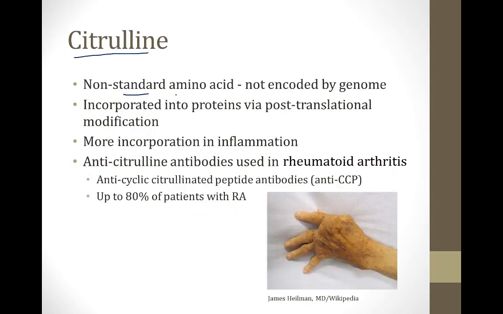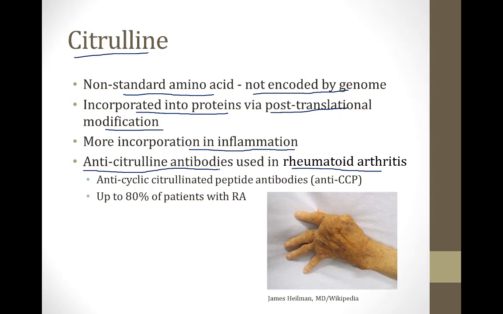Along those lines, let me mention citrulline. It is a non-standard amino acid, as I said before, not encoded by our genome, but it can be incorporated into proteins via post-translational modification. And it turns out there is more incorporation of citrulline into proteins in settings of inflammation. And in the condition of rheumatoid arthritis, anti-citrulline antibodies are very helpful in the diagnosis of the condition. Molecules called anti-cyclic citrullinated peptide antibodies, or anti-CCPs, are positive in up to 80% of patients with rheumatoid arthritis, and those antibodies are directed against citrullinated structures, which come from citrulline, the non-standard amino acid in the urea cycle.